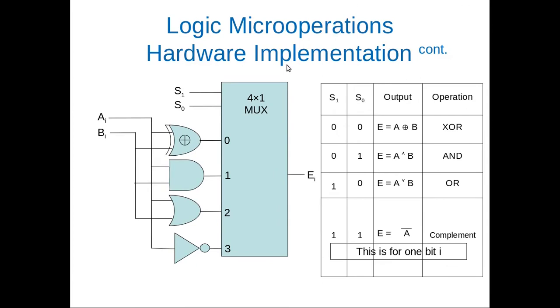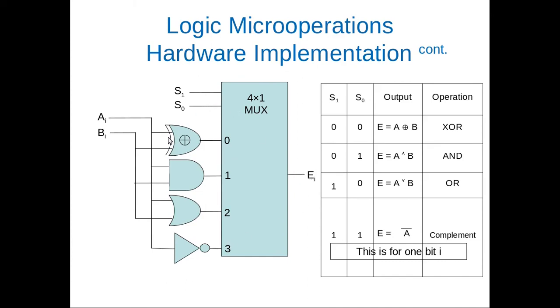For logic microoperation hardware implementation, we combine all of these gates into a single unit with the help of a multiplexer. So the XOR gate is connected to the 0 input of the mux, the AND gate is connected to the 1 input of the mux, the OR gate to the 2 input, then the NOT gate to the 3 input. This is our output. Based on the select line of the mux, any one of the input lines will be available here.